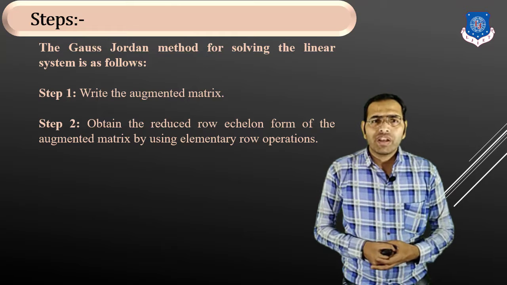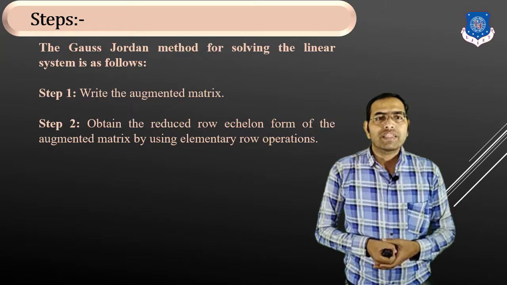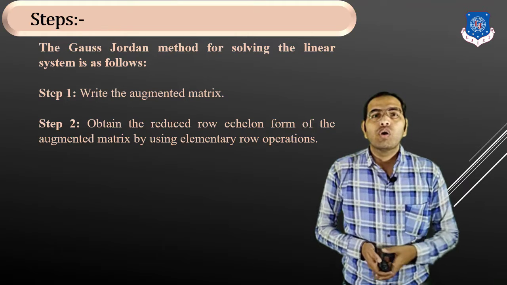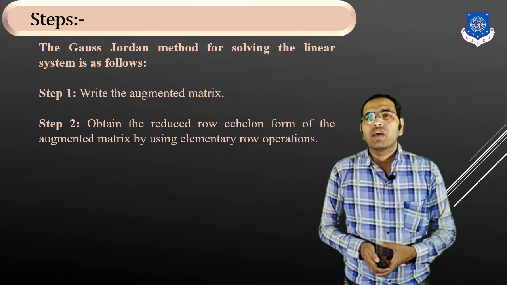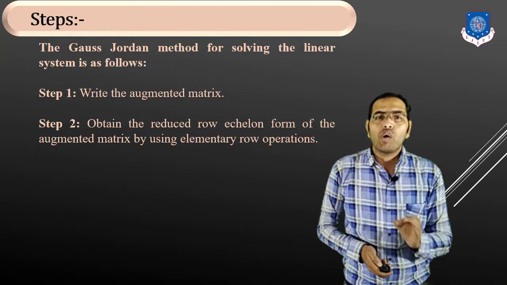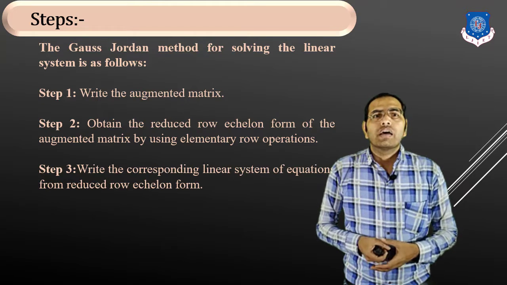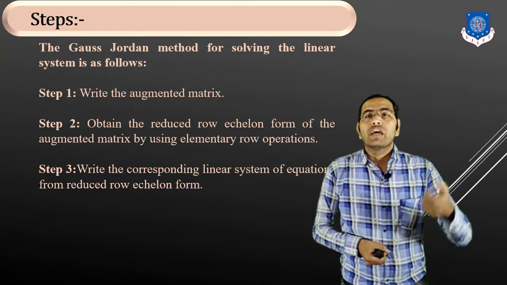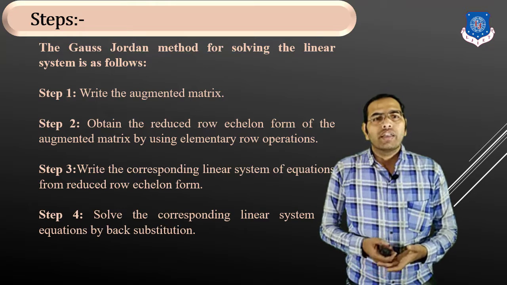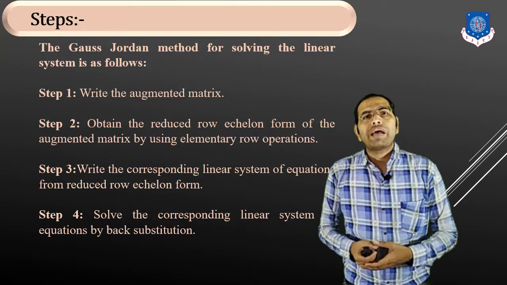Now, with the help of augmented matrices, apply the reduced row equivalent form of the augmented matrices by using elementary row transformations or elementary row operations. In this particular method, we can apply only row operations. In the third step, write the corresponding linear system of equations from the reduced row equivalent form. Now, in the fourth step, solve the corresponding linear system of equations by the back substitution method.